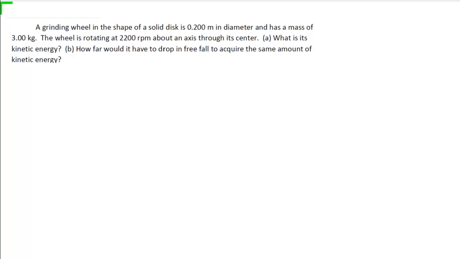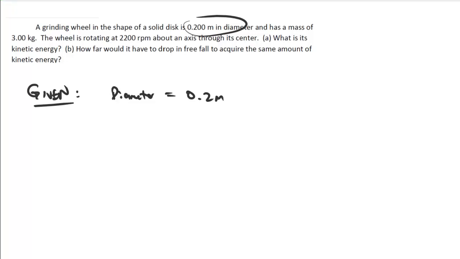Okay, let's look at a little exercise involving rotational kinetic energy, which is what this question is asking here. So let's first start with extracting what's given to us. Given information, important information: we have a diameter of 0.2 meters. That's important. So diameter equals 0.2 meters. The mass is equal to 3 kilograms.